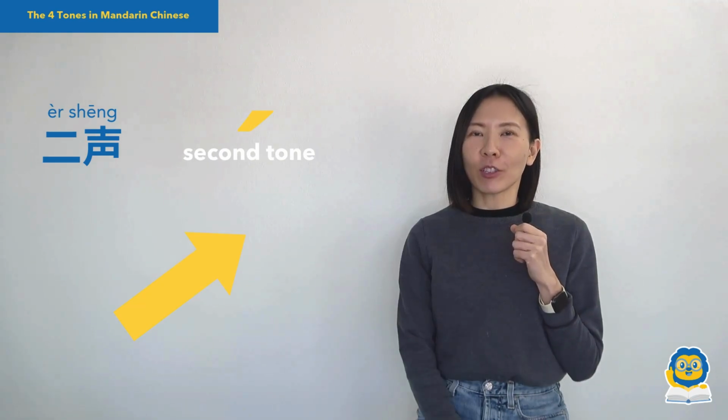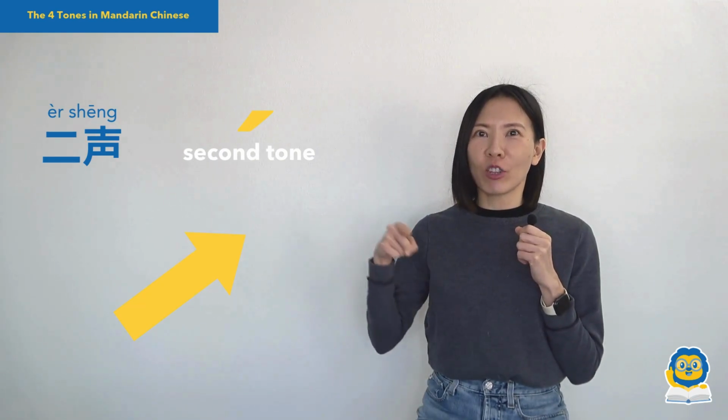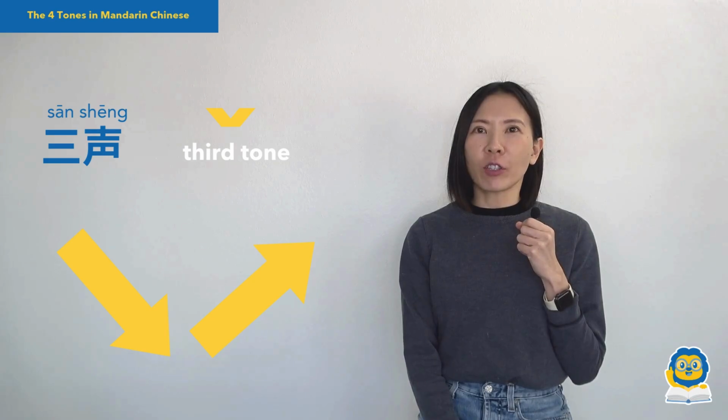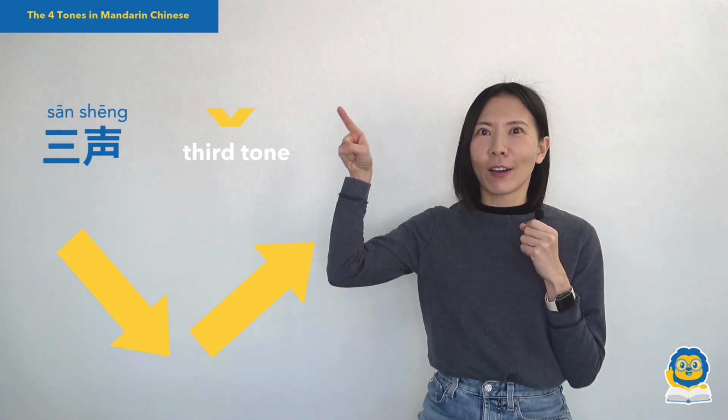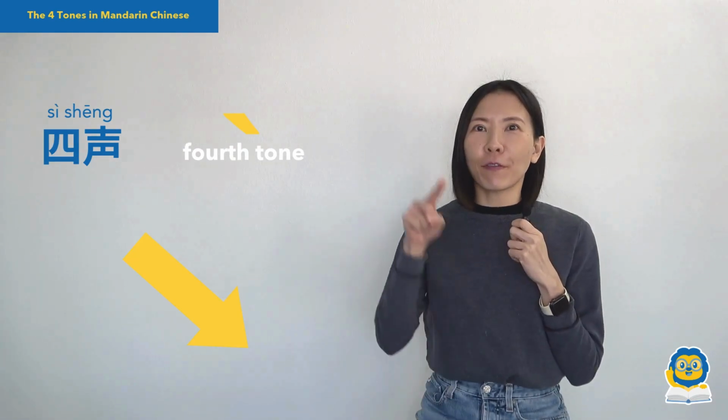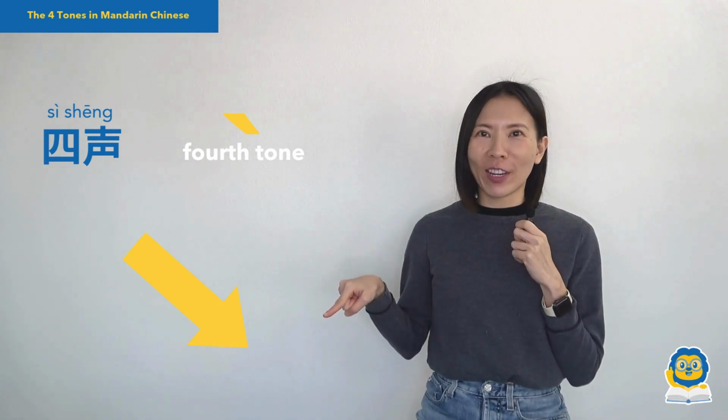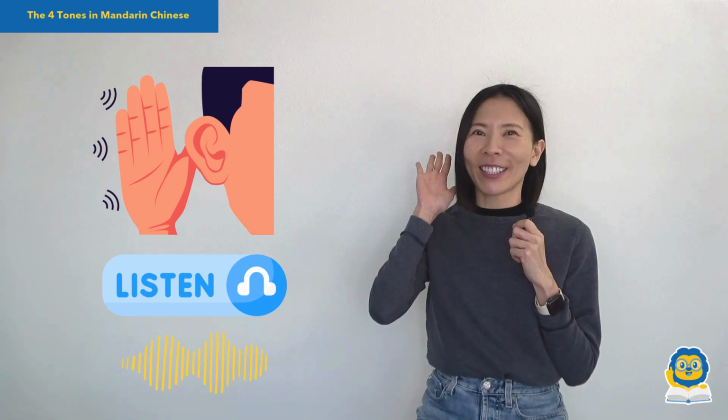The second tone is described as a rising tone, where your pitch goes up. The third tone is described as a falling rising tone, where your pitch goes down and up. The fourth tone is described as a falling tone, where your pitch goes straight down. I know this sounds very abstract, so the best way to master these tones is to listen and practice.